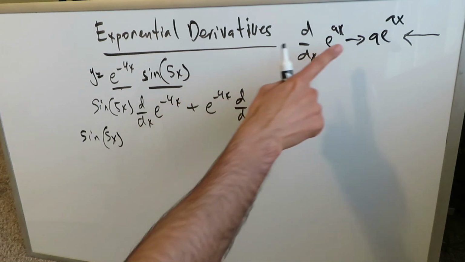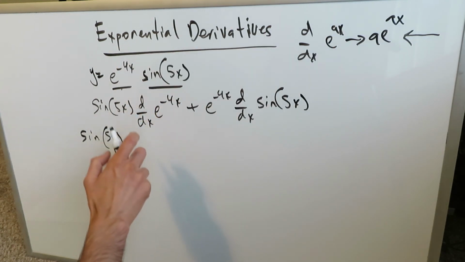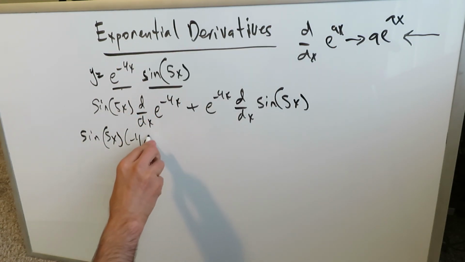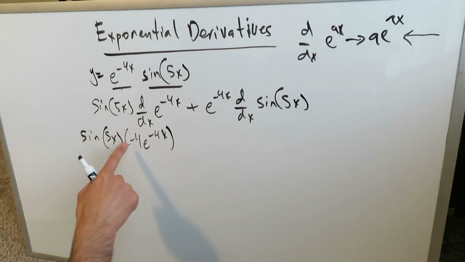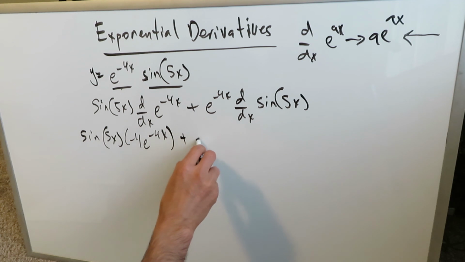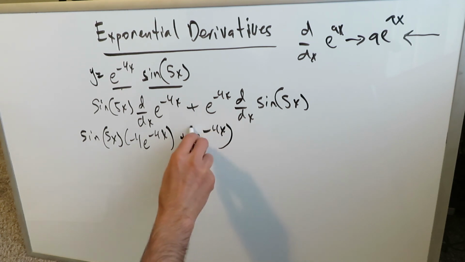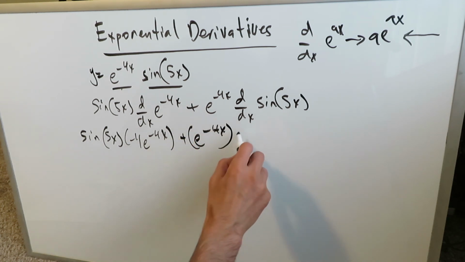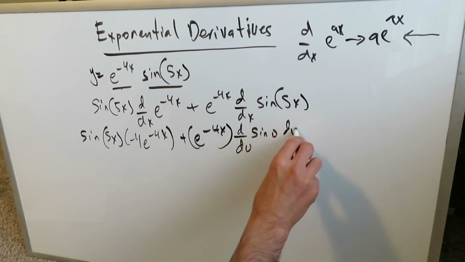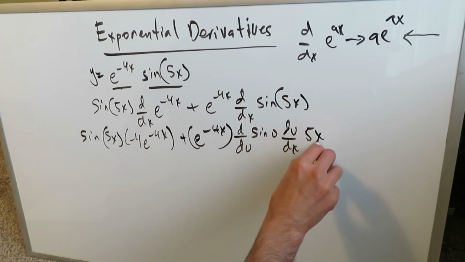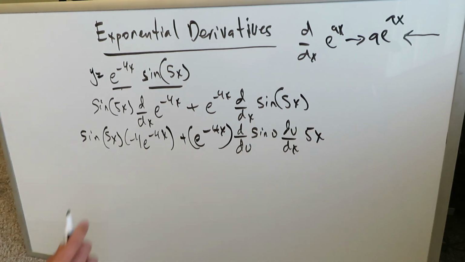Look over here, you can follow exactly what you see. The minus 4 comes over here, minus 4 e to the minus 4x. Nothing new over here. e to the ax is a e to the ax, easy. Plus e to the minus 4x times the derivative of this. Let's use the chain rule. sine u, du dx, 5x. I'm doing this in my head; you can do it in your head too, nothing wrong with that.